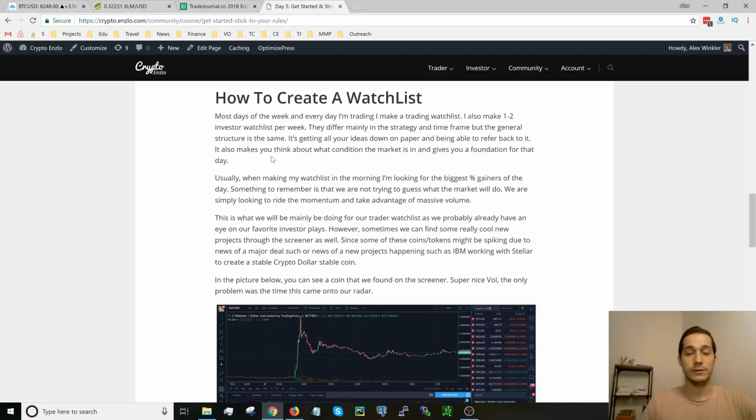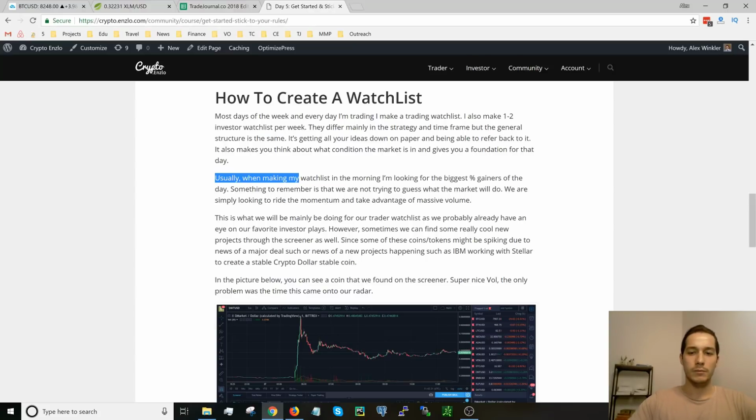I'm looking at support and resistance levels. This would be a nice entry, or, I don't want to chase this one, but if it goes back a bit, this would be a great dip buy. So I'm just getting all my ideas on paper. Another thing that I like doing when I'm making my watch list is looking for the biggest percent gainers.